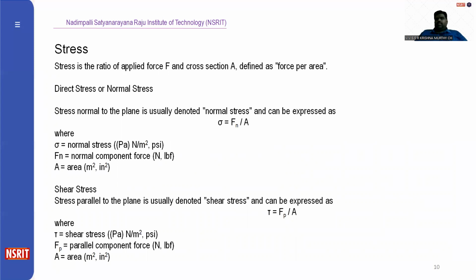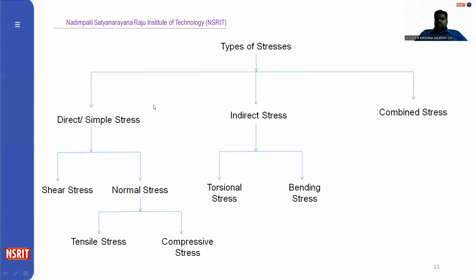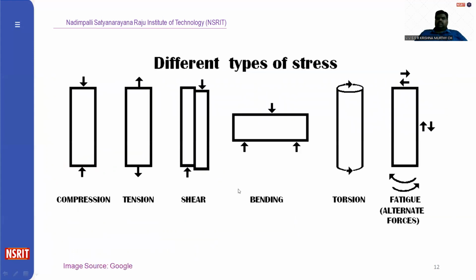Stress is the ratio of applied force to the cross-section area, and is shortly defined as force per unit area. These stresses mainly consist of direct or normal stresses and shear stress. Types of stresses are considered as direct or simple stress, indirect stress, and combined stress. Direct or simple is again classified as shear and normal, and normal stress is subdivided as tensile stress and compressive stress. Indirect stresses are classified as torsional and bending stresses.